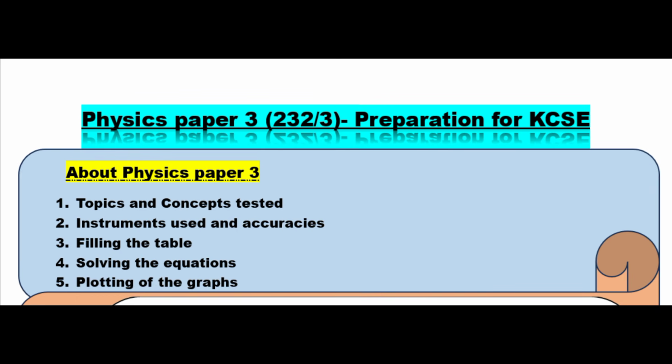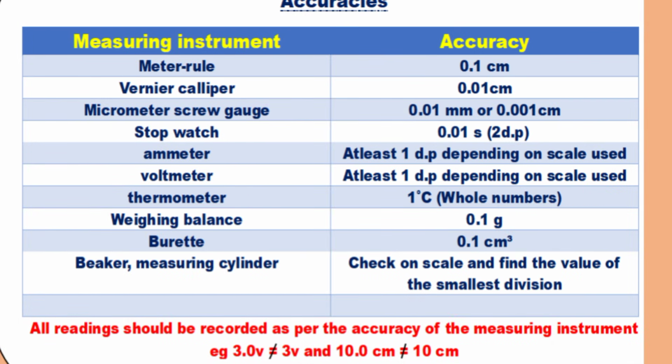So we start with the accuracies. It's important to note that any reading that you take from a measuring instrument must be recorded in accordance to the accuracy of that instrument. So that means if you are taking any reading on a physics practical from a particular instrument, then you must record it in accordance to the accuracy of that instrument. And by accuracy, we mean the smallest division on the scale of that instrument. That is the value. So for example, in a meter rule, the smallest division is 0.1 centimeters, and that means any reading you take from a meter rule must be recorded in 1 decimal place in centimeters.